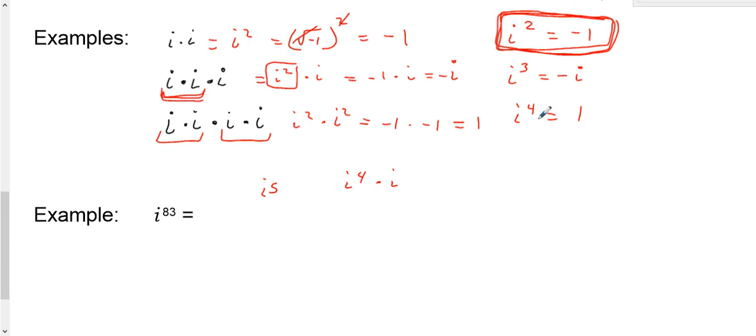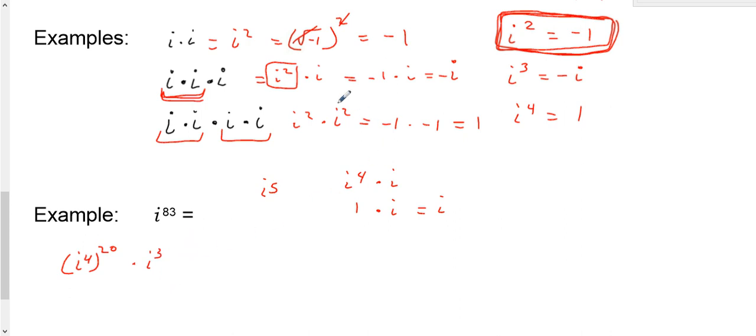And i to the 4th, as we stated up here, I know is 1. So if I have 1 times i, my answer is i. So if I think about how many times I can break up the exponent into groups of 4, I can determine, every time that's an i to the 4th, that value is 1, and I'm going to break that down. So i to the 83rd is i to the 4th 20 times, because 4 times 20 is 80. And then there would be 3 left over.